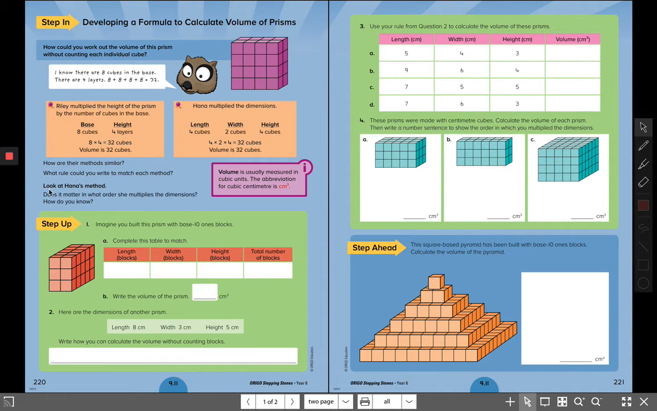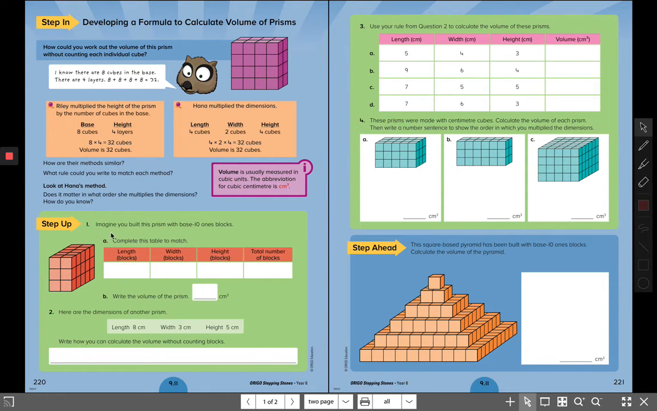Very important question right here. Does it matter in what order she multiplies the dimensions? Good news is it doesn't matter, because like in addition, in multiplication the order does not matter, which is great for us. We just need to remember that for division it does matter, and for subtraction it matters, but the order of numbers in multiplication does not matter. You will always end up with the same answer.